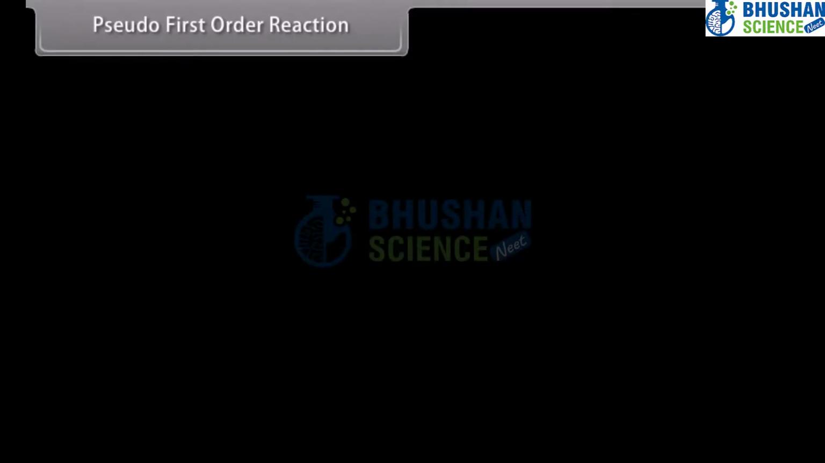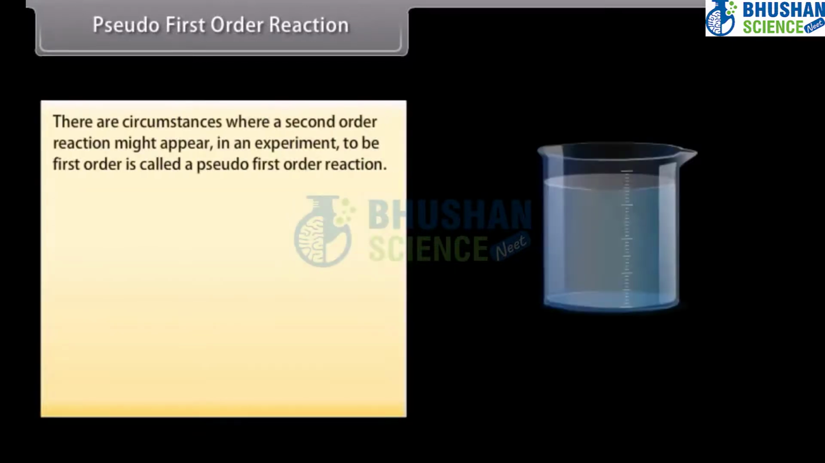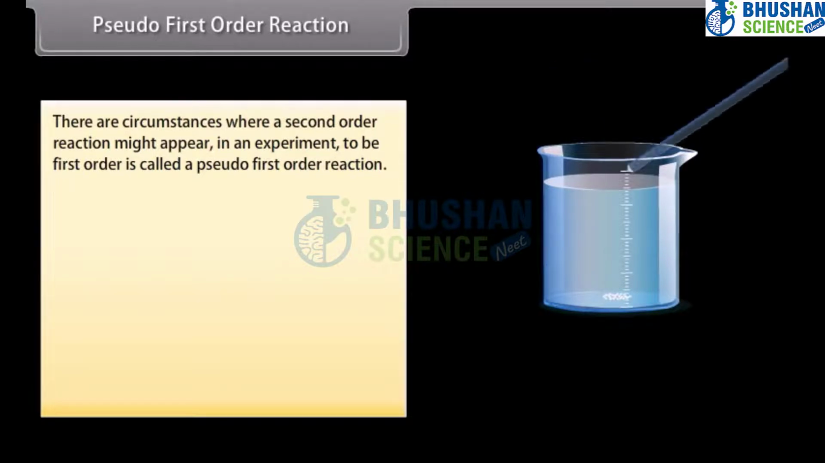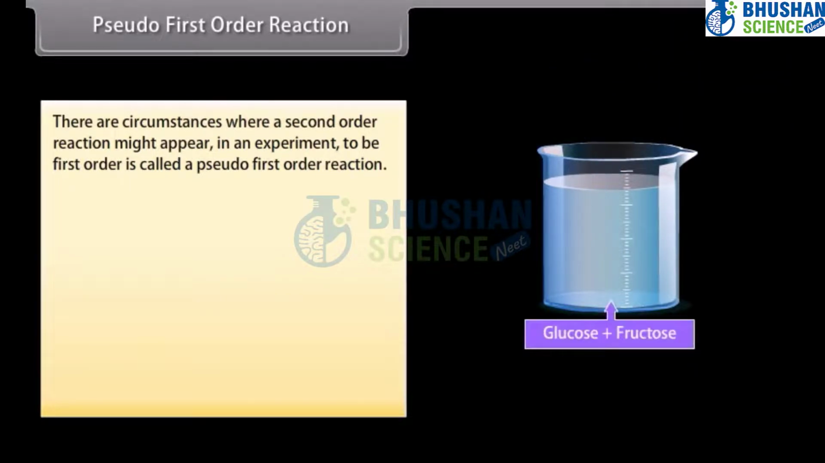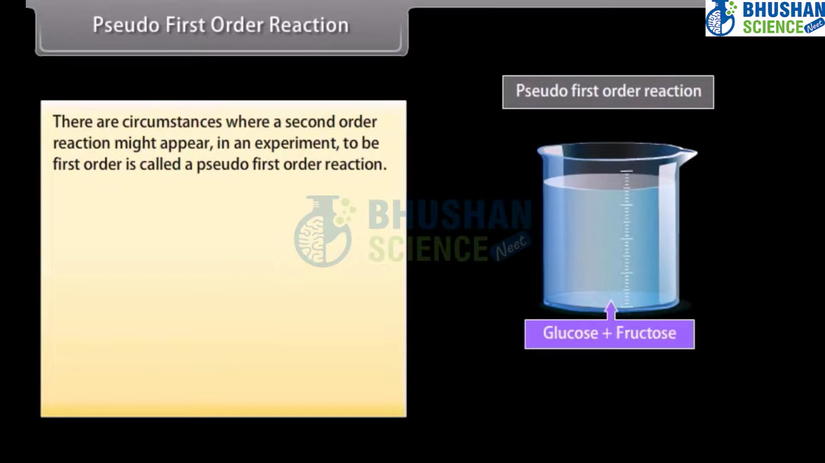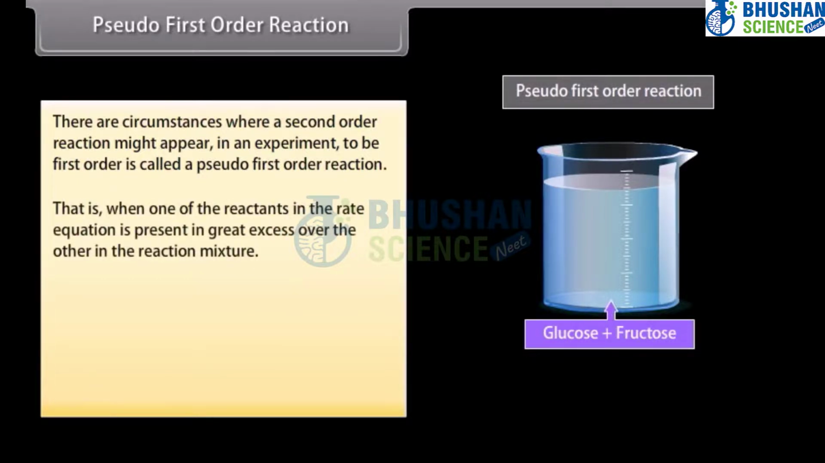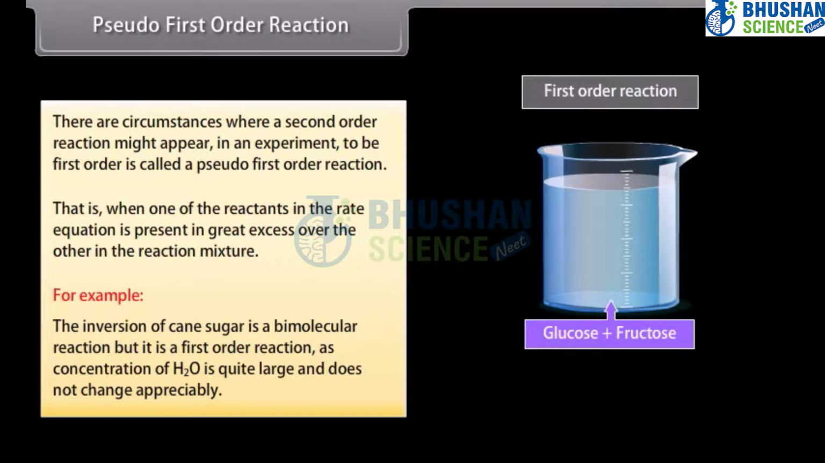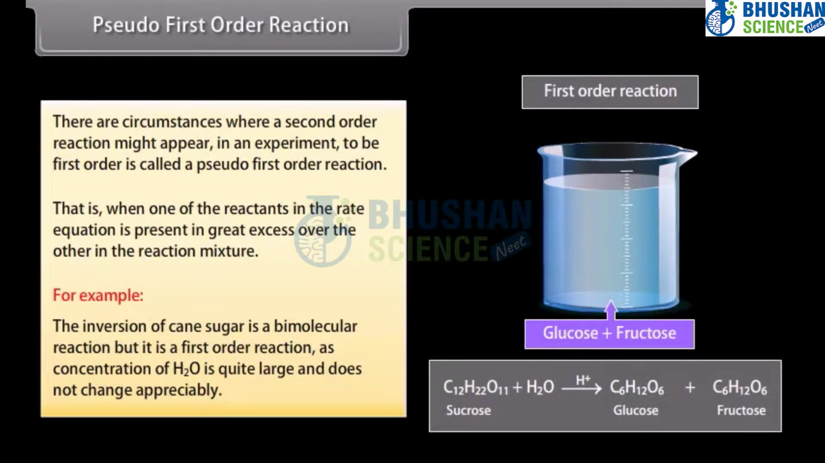Pseudo first-order reaction. There are circumstances where a second-order reaction might appear in an experiment to be first-order, called a pseudo first-order reaction. That is, when one of the reactants in the rate equation is present in great excess over the other in the reaction mixture. For example, the inversion of cane sugar is a bimolecular reaction but it is a first-order reaction as concentration of H2O is quite large and does not change appreciably.